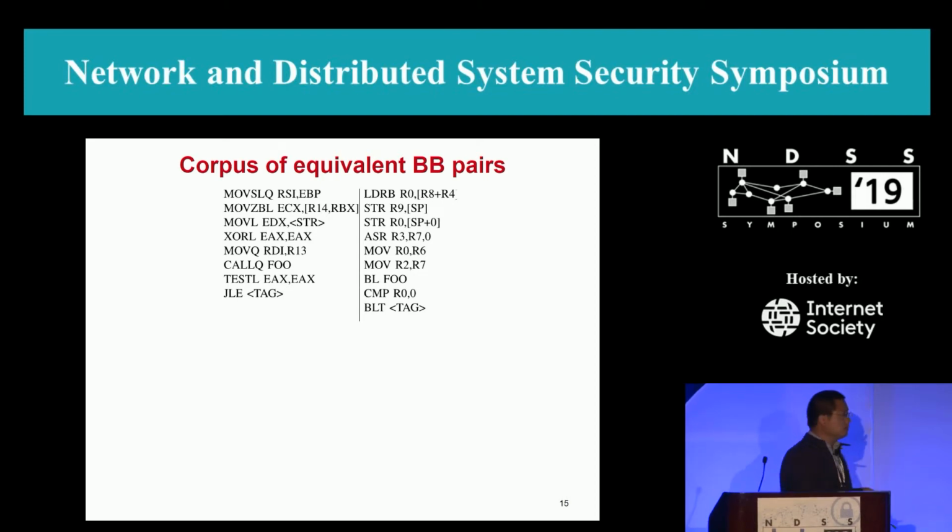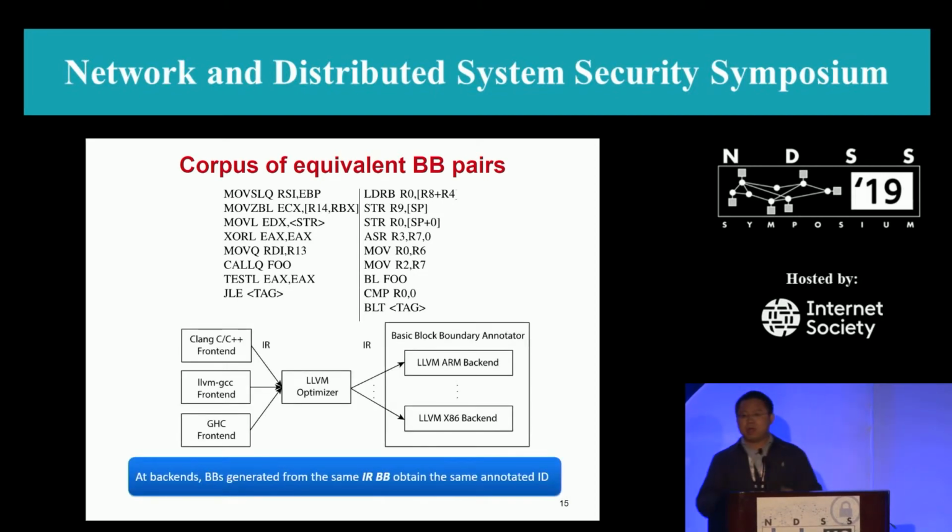but we can do better, I think. Specifically, we propose to modify the backends of a compiler, for example, LLVM backends. Then we make sure the native basic blocks obtain the same unique ID as long as they are compiled from the same IR basic block. Then we use that ID information to establish the equivalence between the basic blocks across architectures.